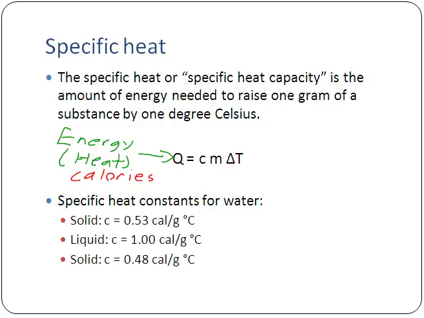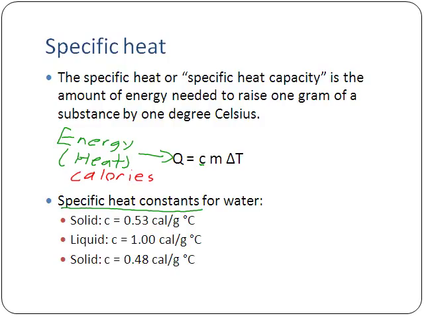Now, our next variable is C. C is the specific heat constant. I list some specific heat constants for water down at the bottom here. The specific heat constant, in general terminology, is usually called the specific heat. So if it ever says, what is the specific heat of this substance, they're talking about this C right here, the specific heat constant. Specific heat constants differ depending on what substance you have. So water has a different specific heat than iron does, or alcohol does, or lead does.